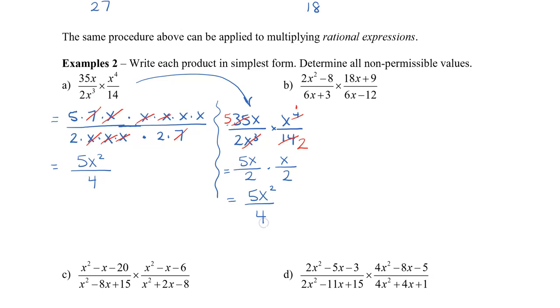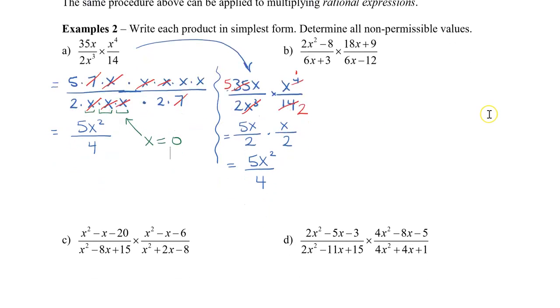divided by 4. Now, taking a look at the non-permissible values, these are the values we look in the denominator, and we can see that we have only x's here. These are all our single factors. So from here, we know that x equal to 0 is the non-permissible value.